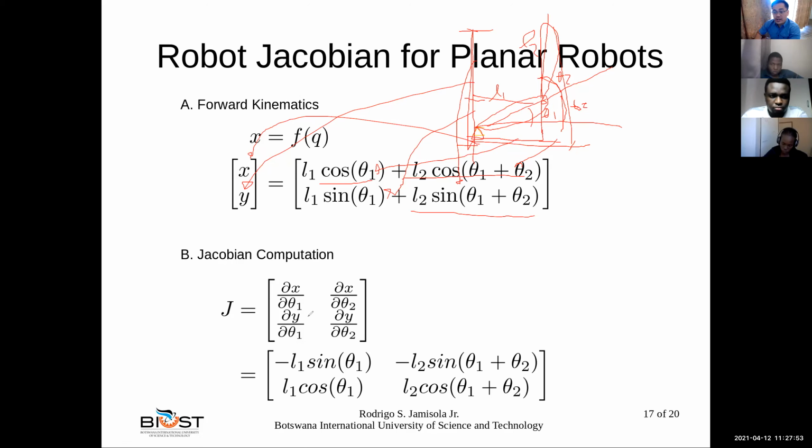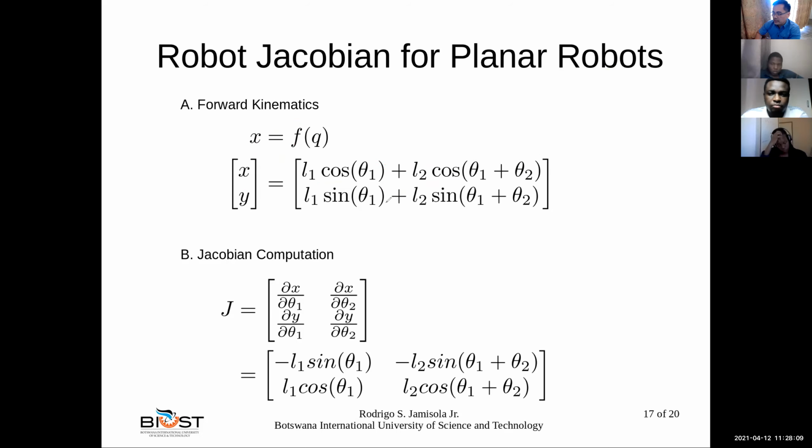So how? Analytically, we write partial of x with respect to theta 1 and partial of x with respect to theta 2. And then the second row is partial of y with respect to theta 1 and partial of y with respect to theta 2. So what is the partial of x? That means we take the derivative of this, which is the x, with respect to theta 1. So the derivative of the first component is L1, derivative of cosine is minus sine, so minus L1 sine. That's the derivative of the first part.